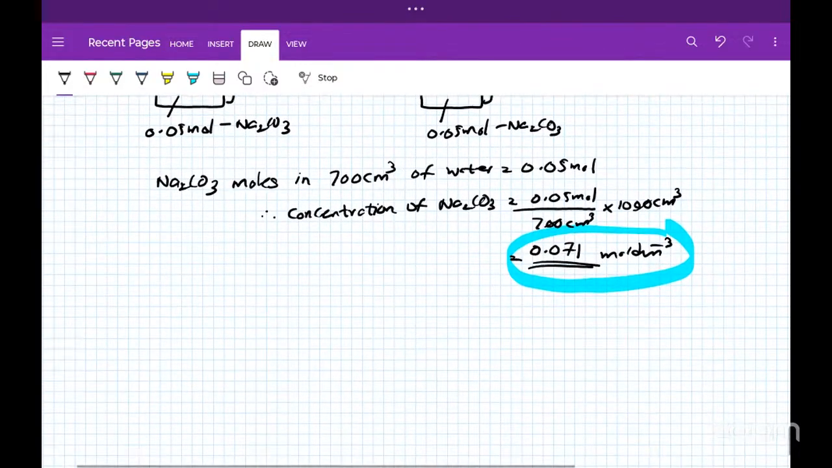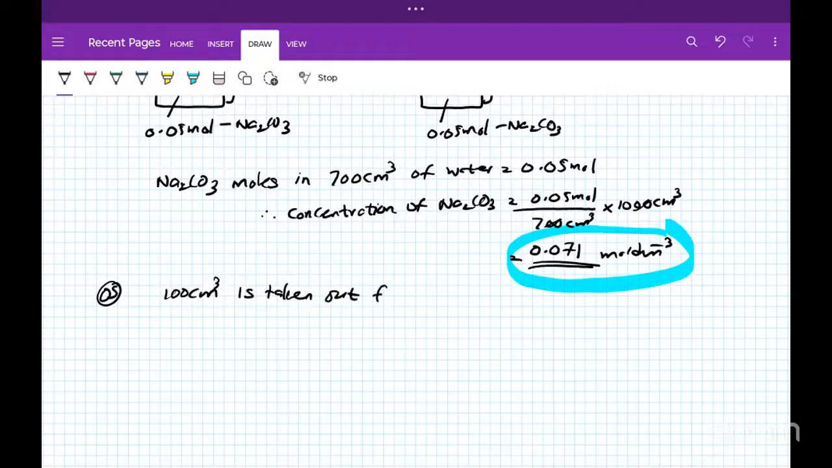Next question, number 5, right? 100 cubic centimeters is taken out from 0.01 moles per cubic decimeter NaCl solution.